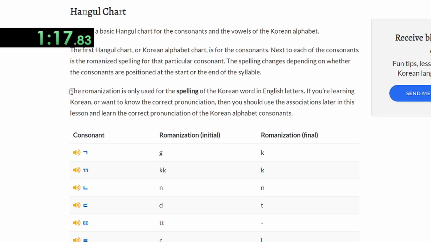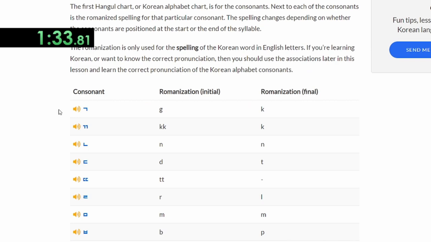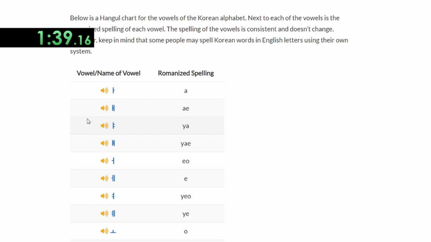Oh, the romanization is used for the spelling of the Korean word in English letters. If you're learning Korean, or want to know the correct pronunciation, then you should use the associations later in this lesson and learn the correct pronunciation of the Korean alphabet consonants. Okay, so basically there's 19 consonants. Got it. And there's 1, 2, 3, 4, 18, 19, 20, 21 vowels. I think I counted that right.